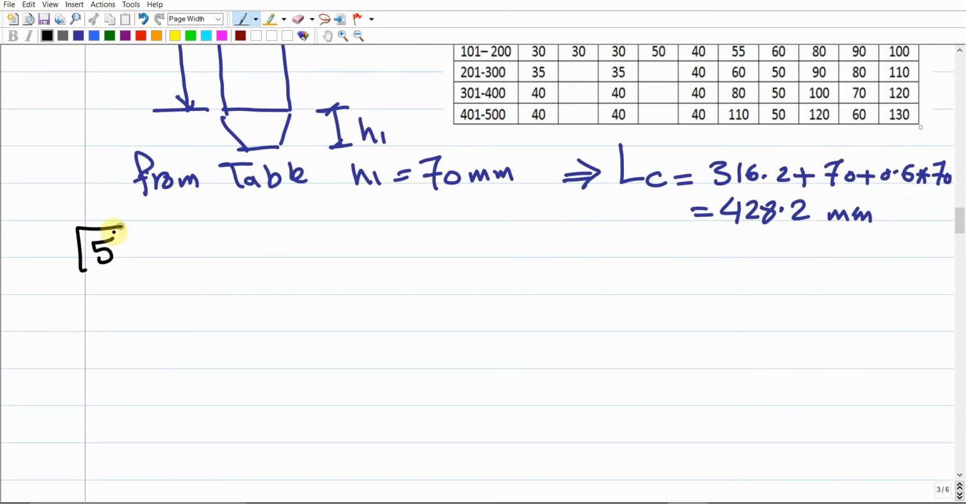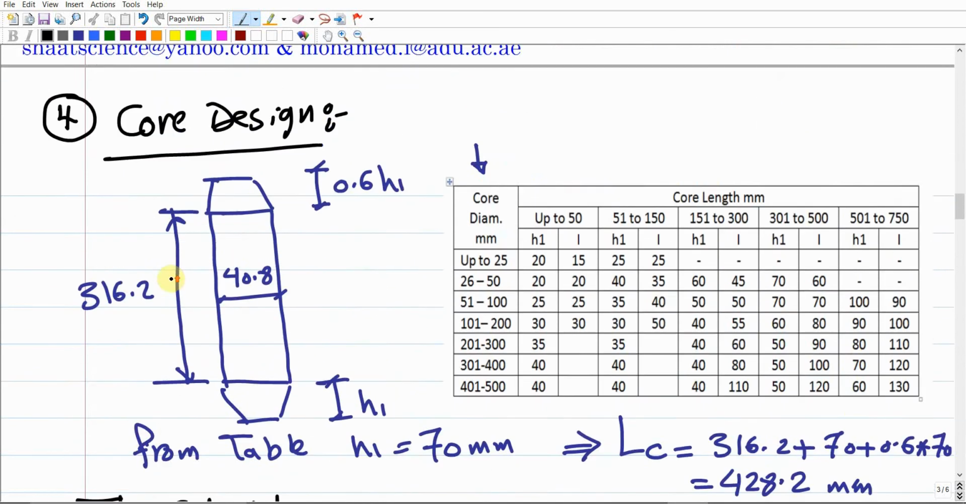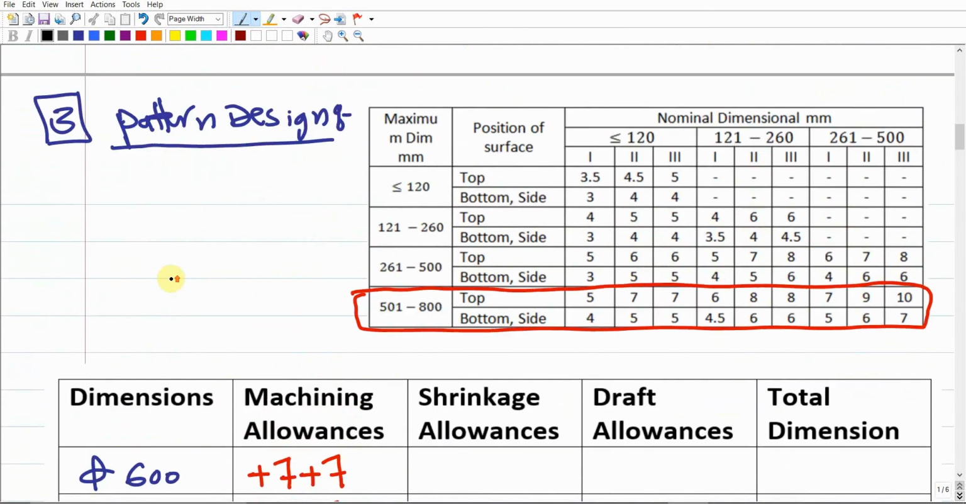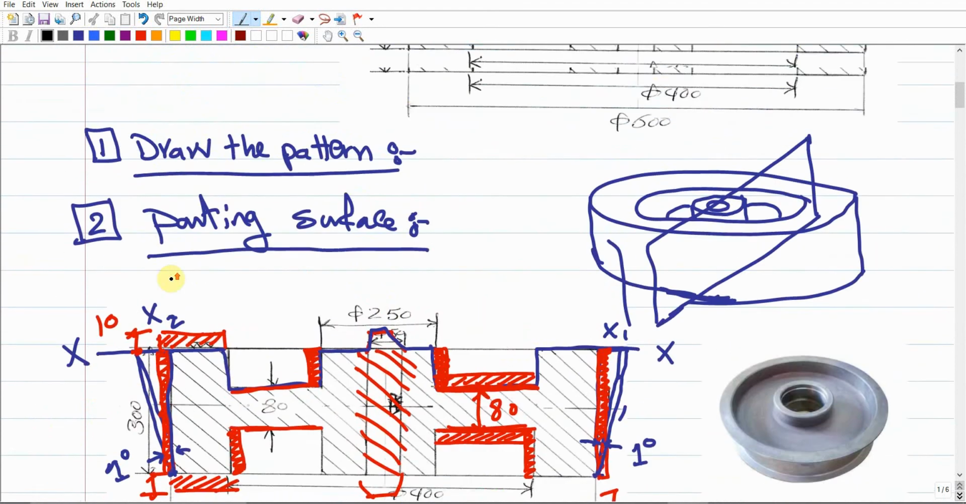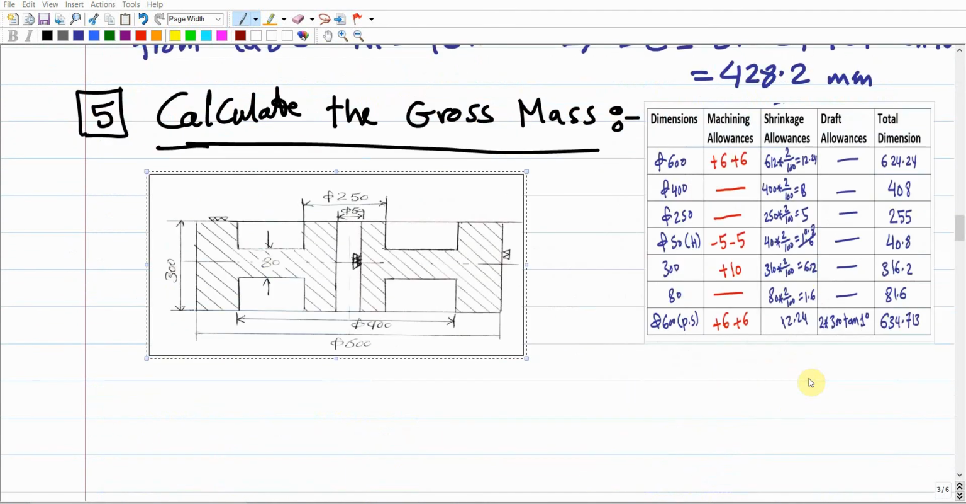Here we just calculate the gross weight or gross mass of the casting. So how are we going to calculate it? It's going to be very simple. First of all, you have to calculate the volume of this shape, the volume of this product here. So what I'm going to do is copy this product. So now we have a copy of the final product dimensions.